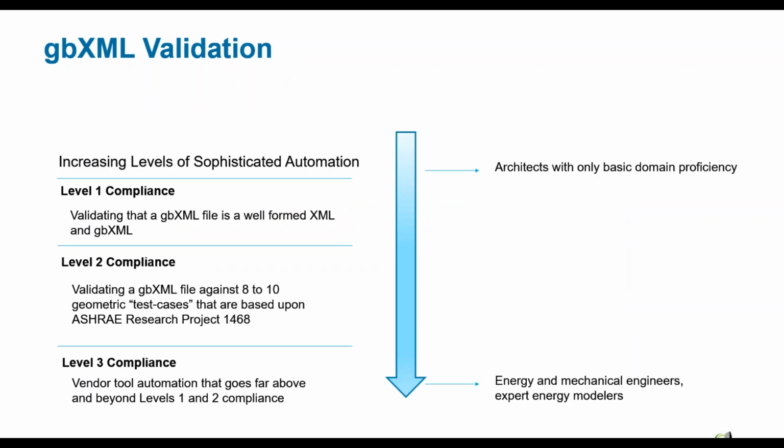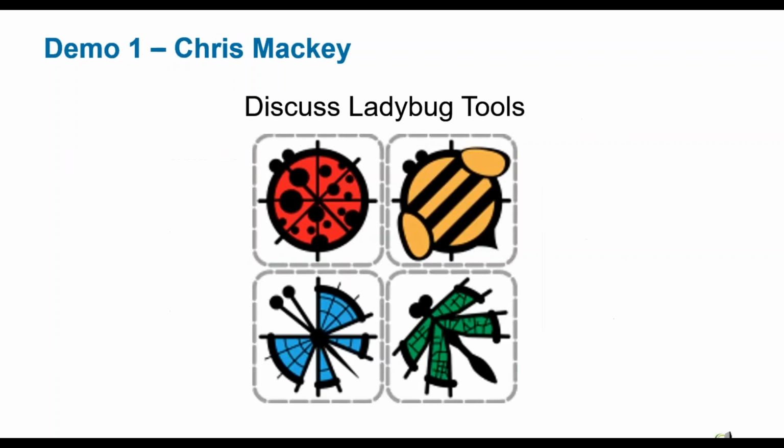And then level 3 is what we're working on now with Georgia Tech and Autodesk. And level 3 actually tests for automation. And that's a whole other topic that we'll probably do another webinar on in 6 to 9 months.